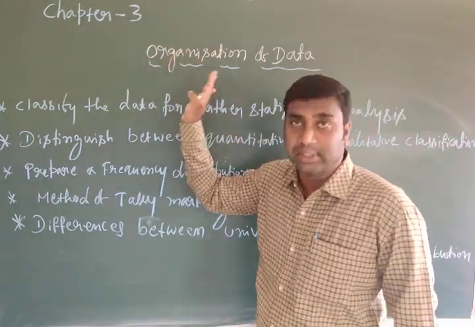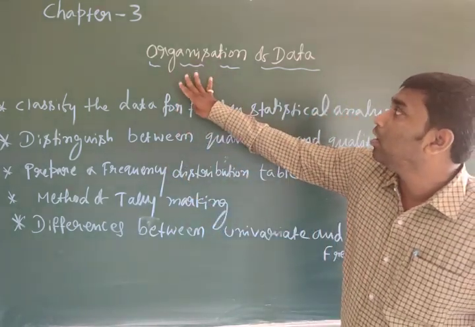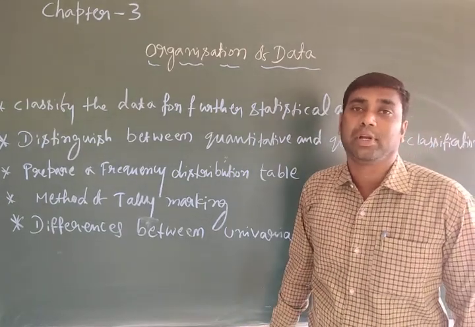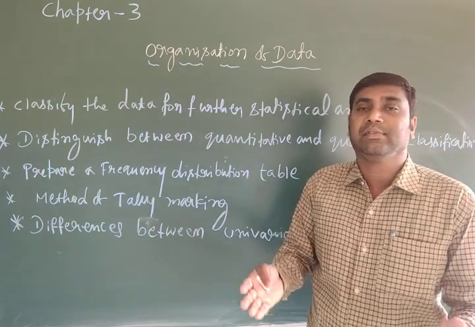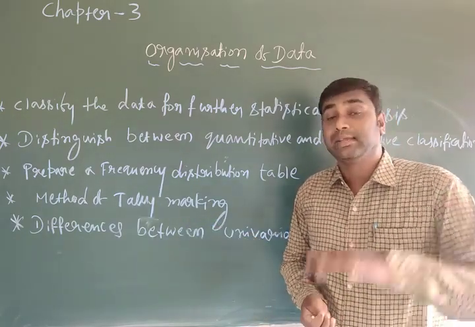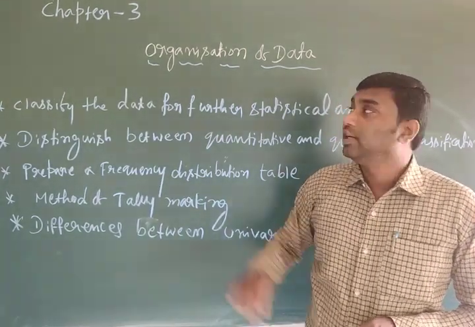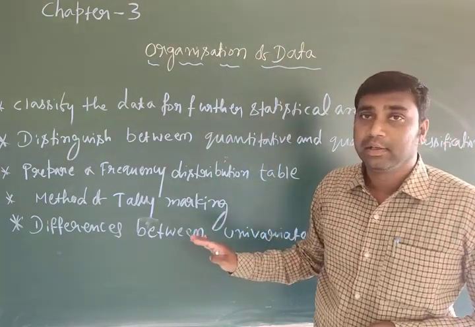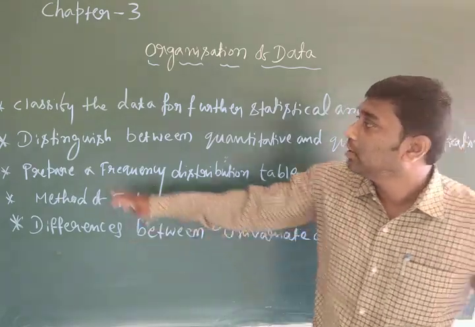This is chapter number 3 under Statistics for Economics. The chapter name is organization of data. These are all methods to understand any important problems or topic. First one, introduction to statistics for economics, like the importance of statistics for economics. Second, collection of data. Third is organization of data. It's very important. In this chapter we are going to discuss these points.